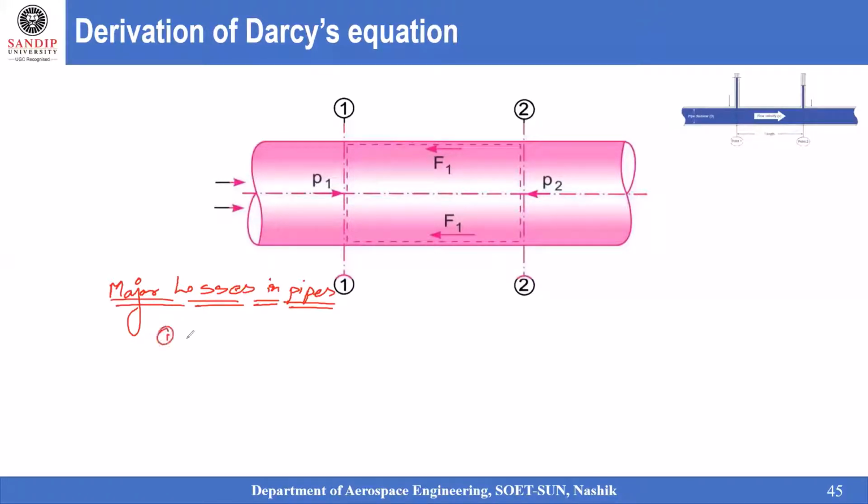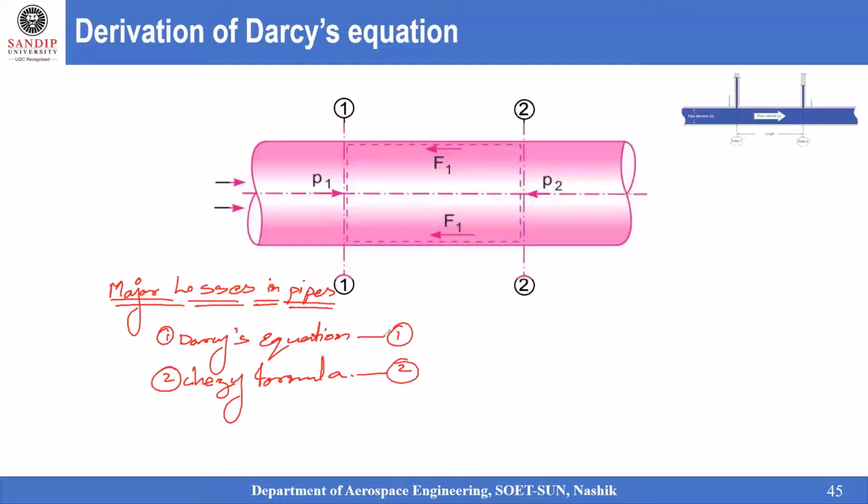In the major losses in the pipes, we have two equations. One is Darcy's equation, and the other one is the Chezy's formula. So we have two equations in order to determine the major losses in the pipes. One is the Darcy's equation, the other one is the Chezy's formula. So let us derive the Darcy's equation now.